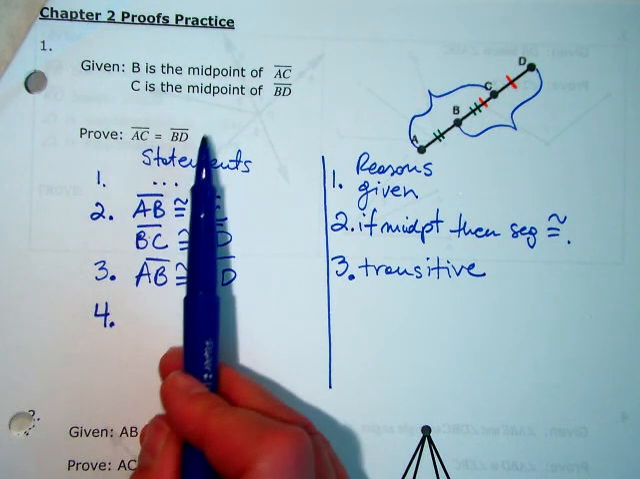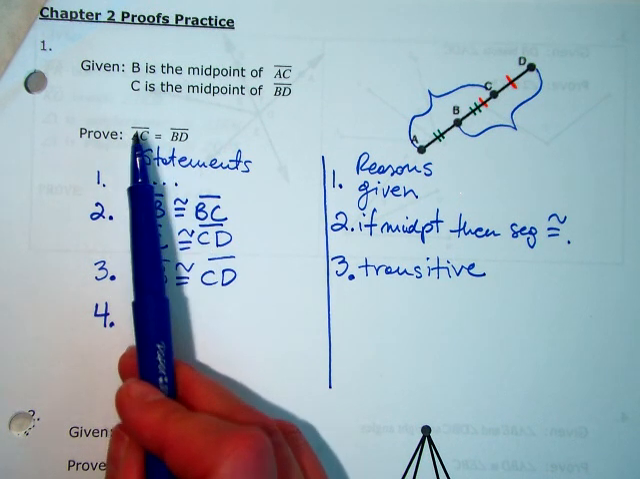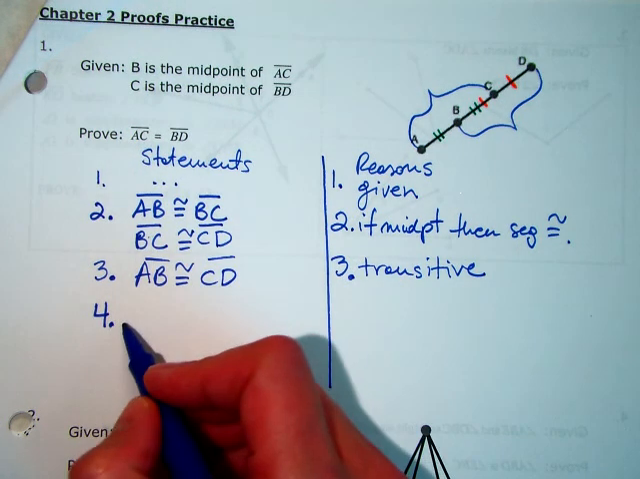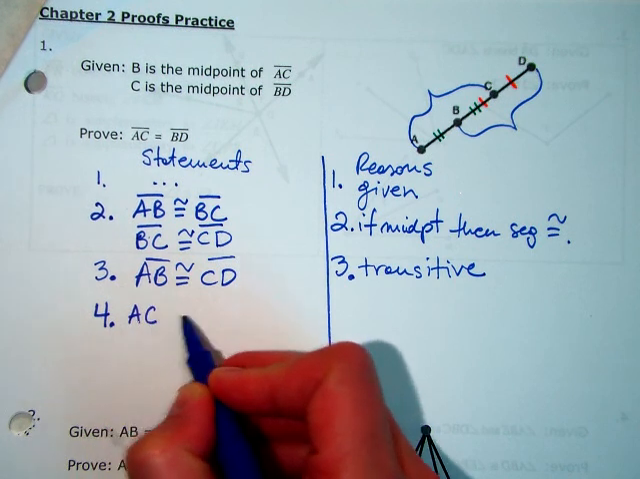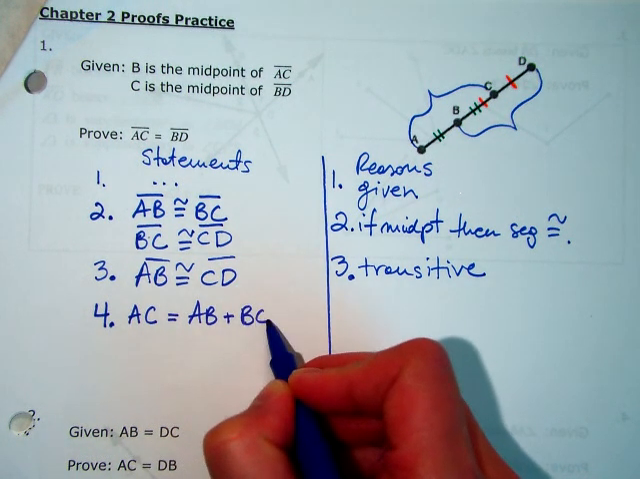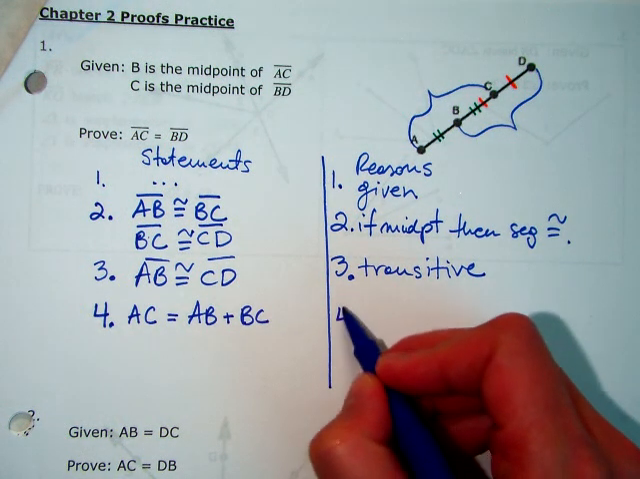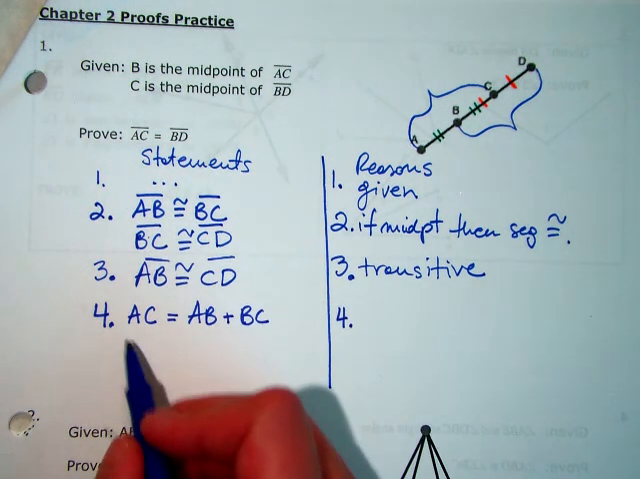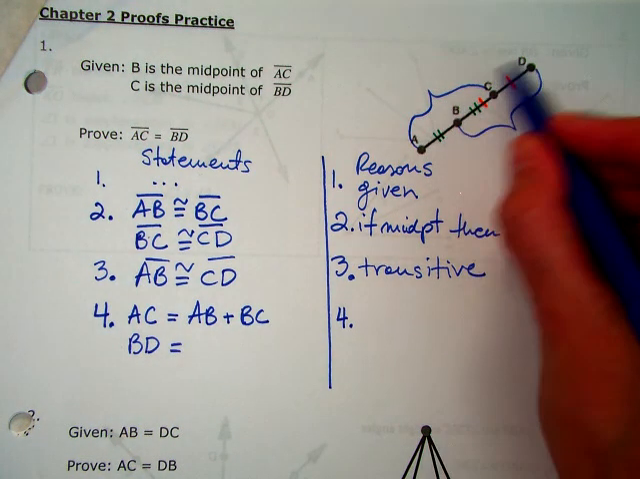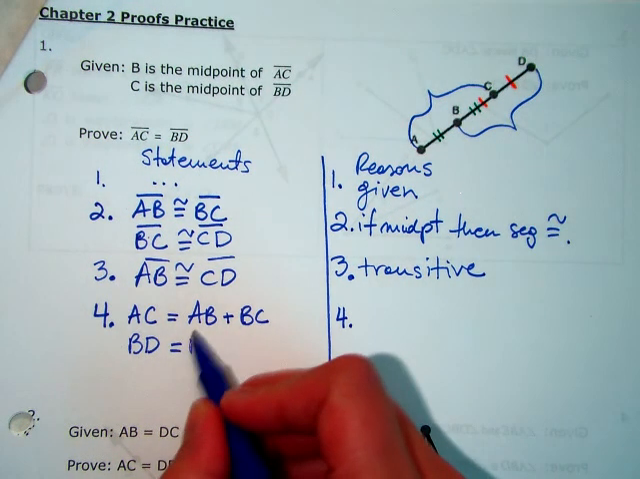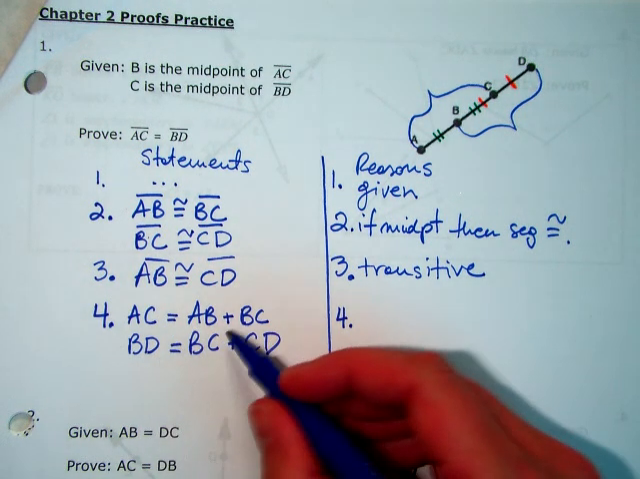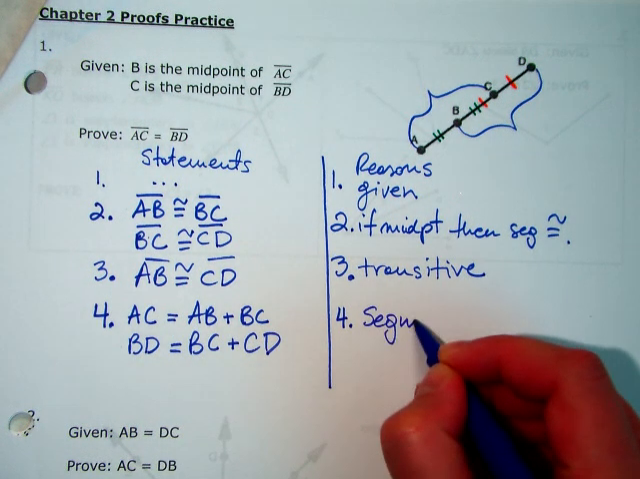How do I introduce BD into this proof? What is AC made out of? AB and BC. So we're going to use the segment addition postulate like this. AC equals AB plus BC. And also, I'm going to do the same thing for BD. BD equals, what is BD made out of? BC plus CD. And the reasoning for writing this down is we're simply doing the segment addition postulate.